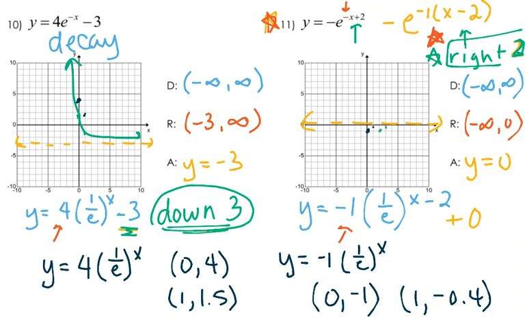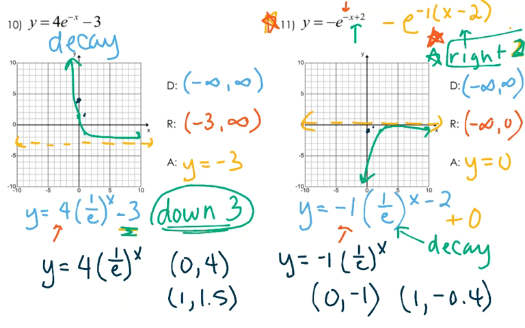Alright, we never really said what this was. It's 1 over e, which makes it decay. Decay means it's going to get close to the asymptote on the right, and it's going to go far away on the left. And there's my graph. Decay is getting close to the asymptote on the right. Alright, so now we're done with graphing.